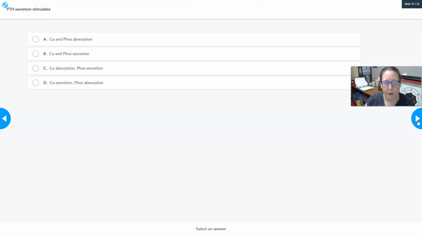All right, so parathyroid secretion would stimulate which one of these? Calcium and phosphorus absorption, calcium and phosphorus excretion, calcium absorption and phosphorus excretion, or calcium excretion and phosphorus absorption. So let's make it more specific and say, what does it do at the level of the kidneys? If you're not sure, go back and rewind, but I want you to think through this one.